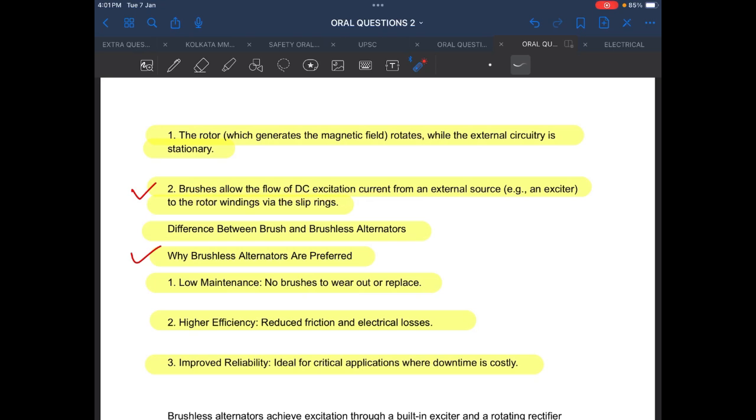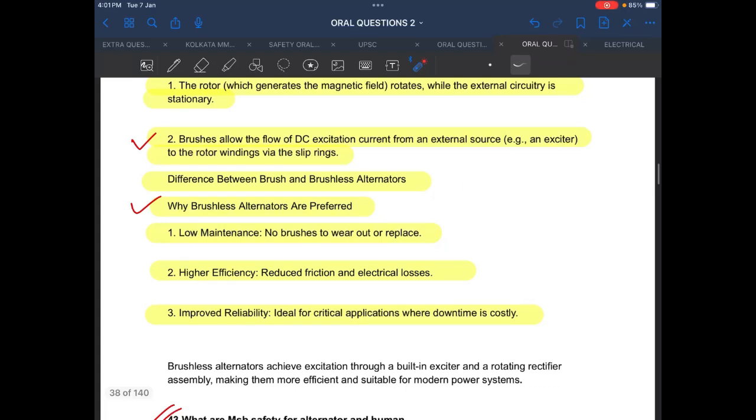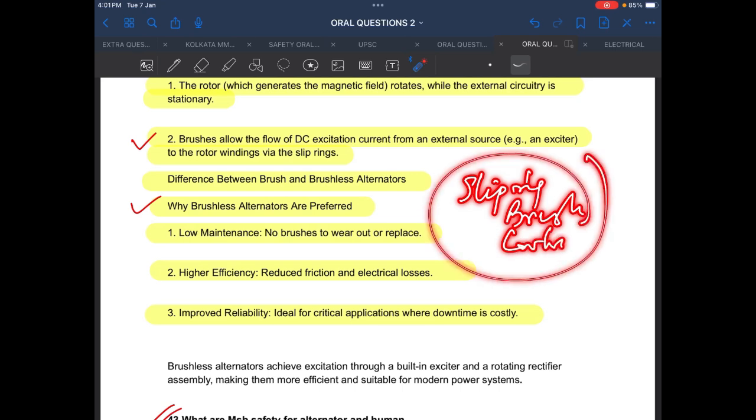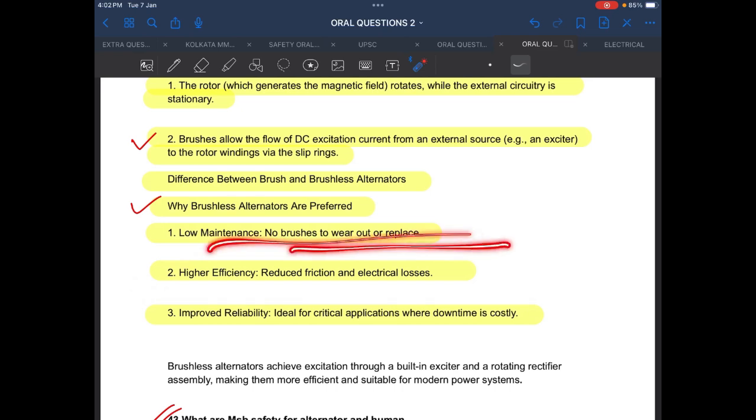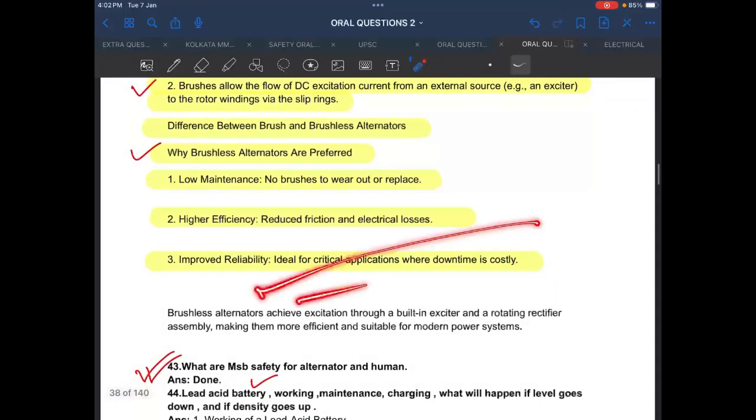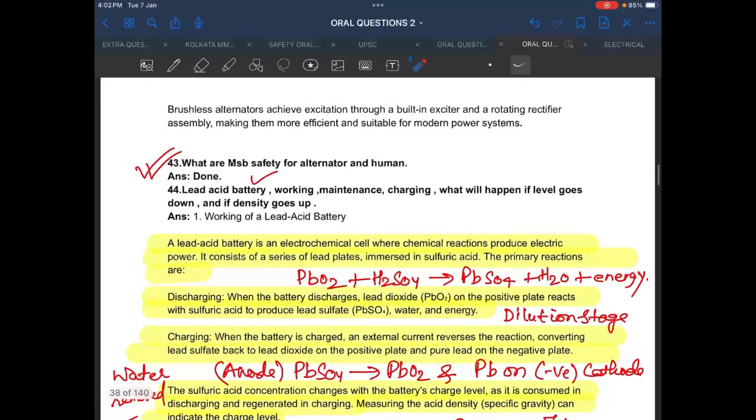But in a modern alternator, the brushless alternator has now come. Here we remove the slip rings and carbon brushes. We remove these, and now the alternator comes as a brushless alternator. And what are the benefits? Low maintenance, high efficiency, no need to always change the carbon brushes, no need to clean the slip rings. We don't have to do anything. Okay, so these are the things.